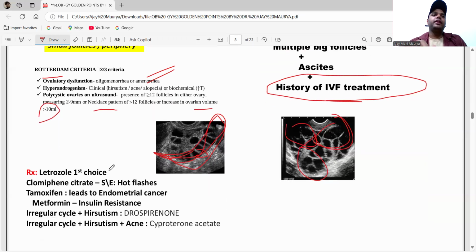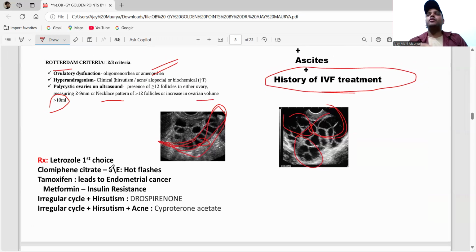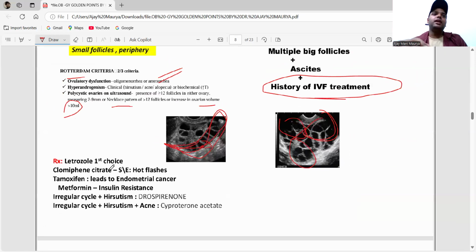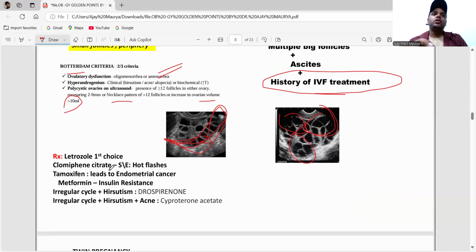Okay, done. The first drug of choice will be letrozole. It is letrozole. Next, the second line choice is clomiphene citrate. The side effect is hot flashes. Tamoxifen leads to endometrial cancer. Metformin is given in the case of insulin resistance.